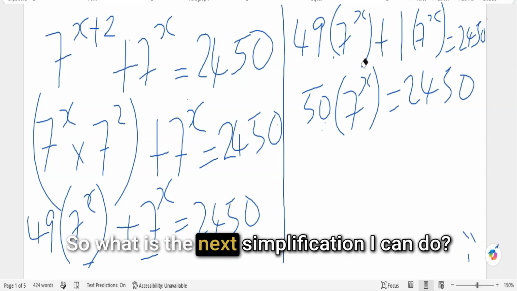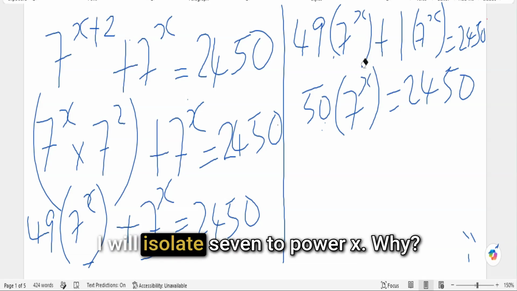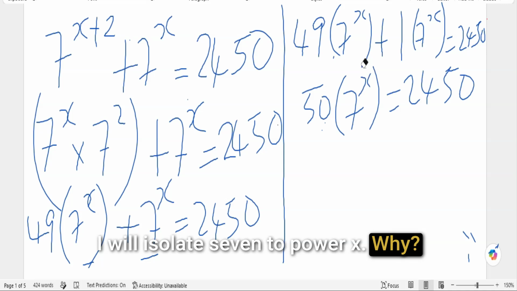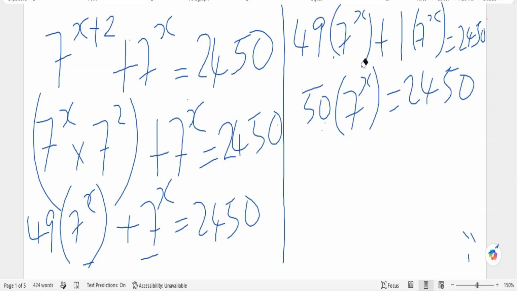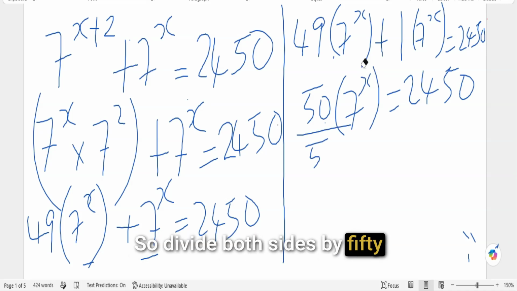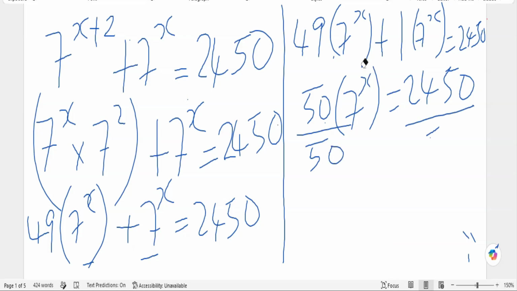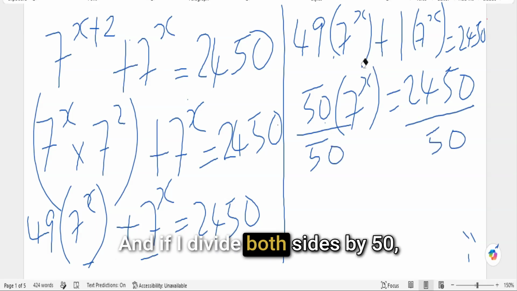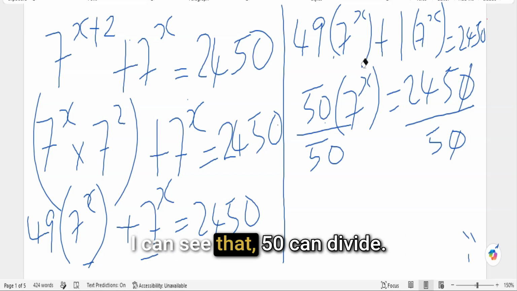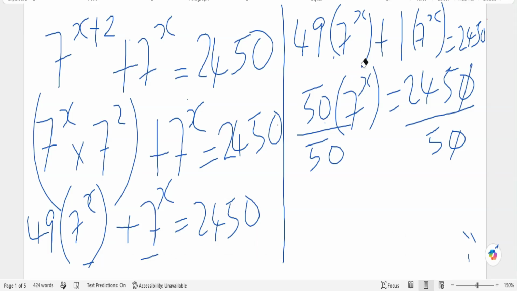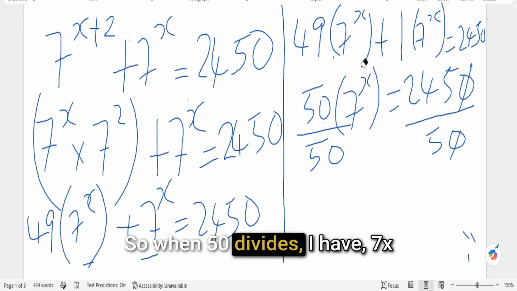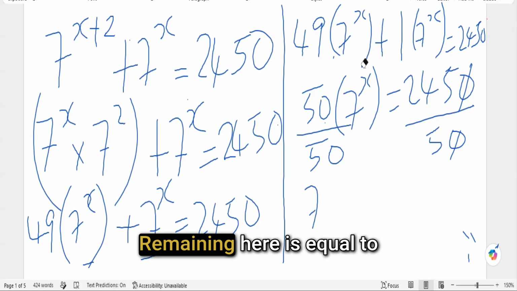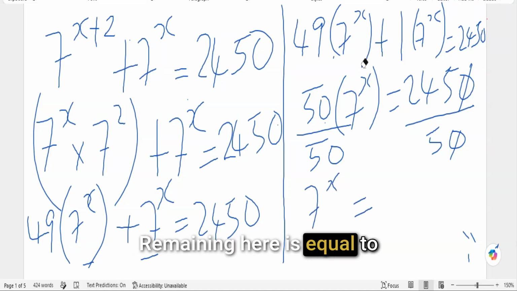So what is the next simplification I can do? I will isolate 7 to the power x. Why? Because it has the variable. So divide both sides by 50. And if I divide both sides by 50, I can see that 50 can divide. So when 50 divides, I have 7^x remaining here is equal to 49 on the right-hand side.